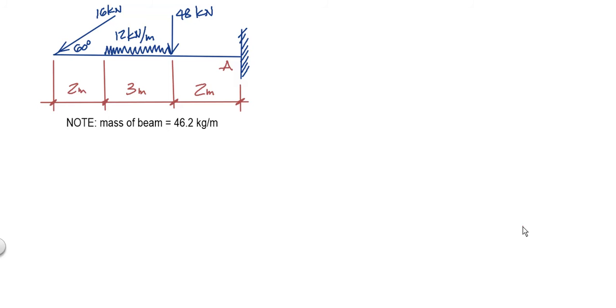Notice the cantilever is fixed on the right hand side and the beam goes to the left. Just a touch different, not much, pretty much the same. And we have a point load sitting at an angle, and of course we're going to resolve it into its components. We have a UDL there, we have a point load there. And note, it says the mass of the beam is 46.2 kilograms per meter.